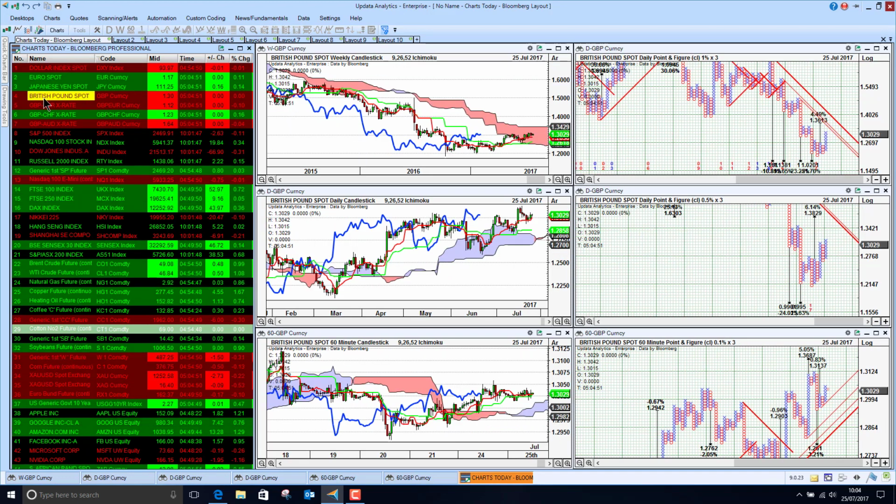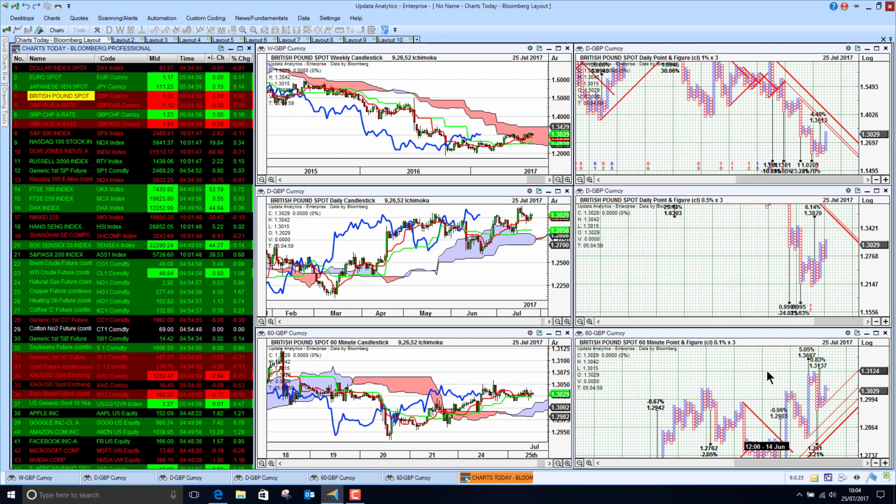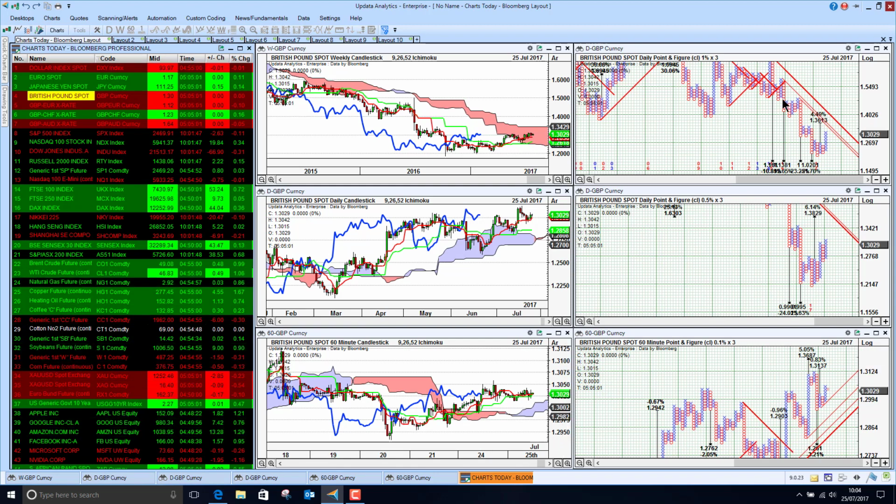Sterling just struggling at this 130 level. We are bullish above the cloud again short term, and we do have some upside targets here. 136, which is 5% upside, has been activated, but the long-term picture has still got these targets hanging over us.